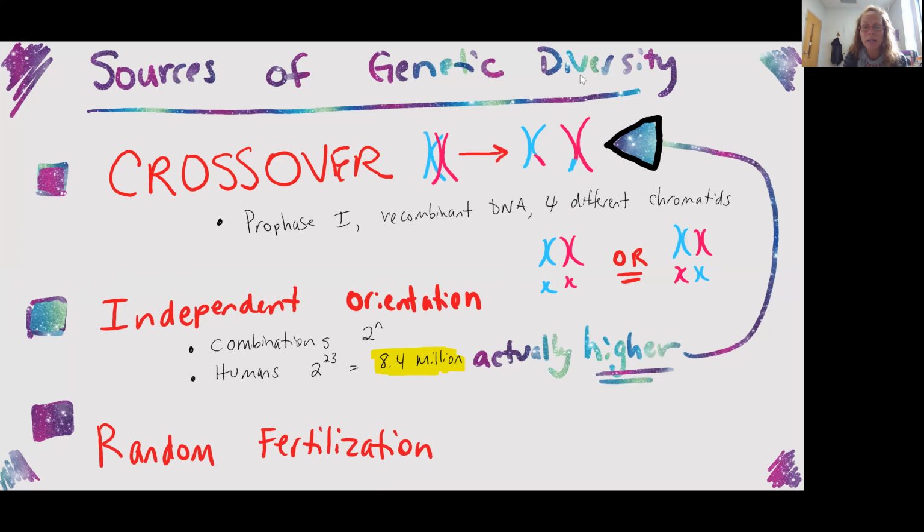So this is why sexual reproduction is so important for organisms, because of all of these different sources of diversity, allowing our populations to have differences so that when environments change, we still have individuals who are able to adapt and survive.